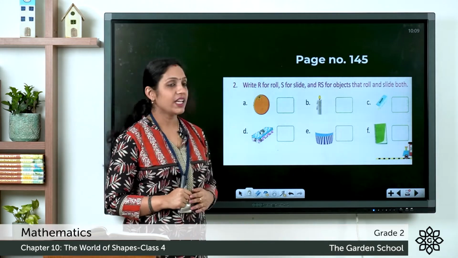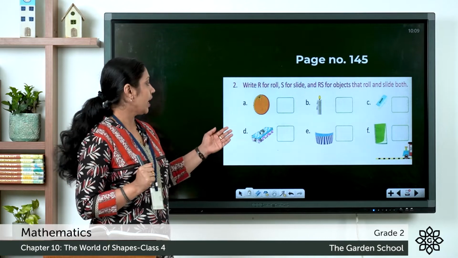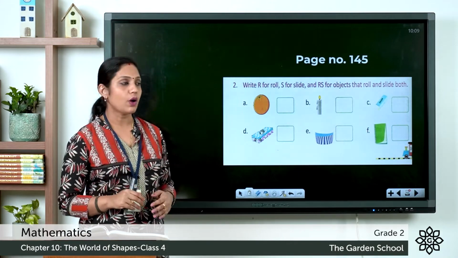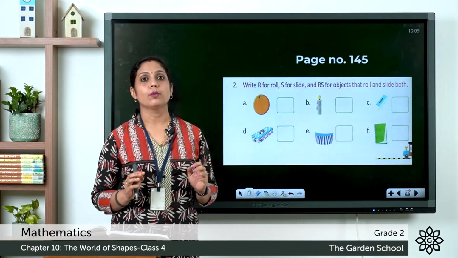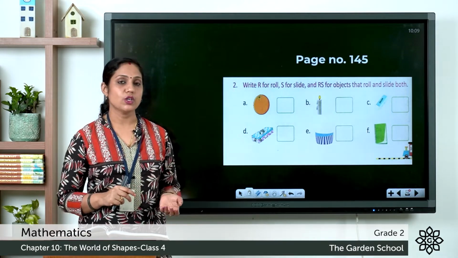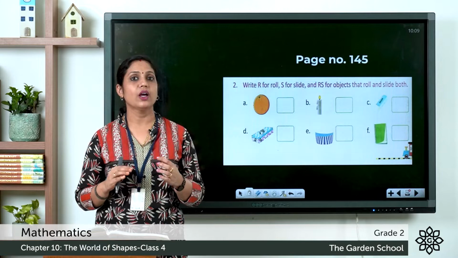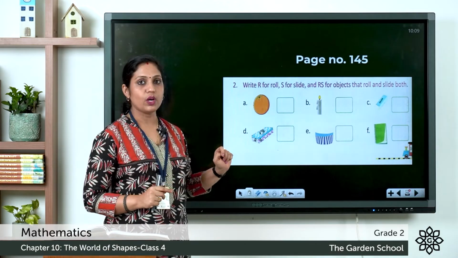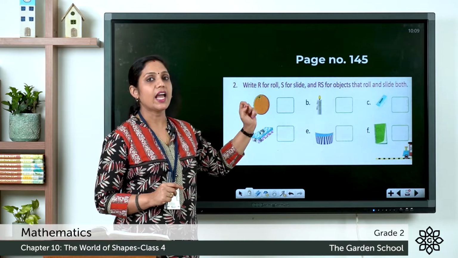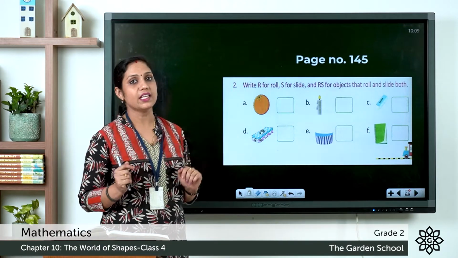Look at C. It's an eraser. And D, you have a pencil box. E, you have a vase. And F, book. So find out whether these objects roll, slide or rolls and slides. So write R for roll, S for slide, and RS which rolls and slides.